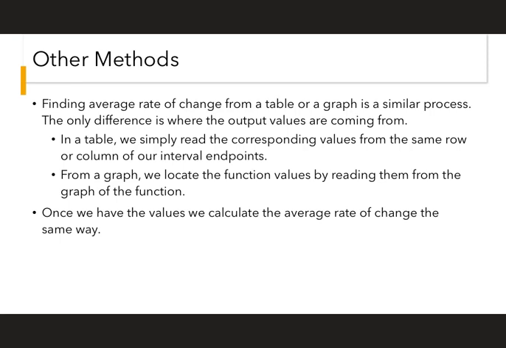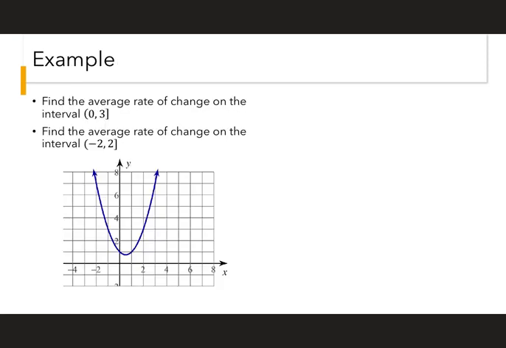And looking at a table, right? Take 2 rows, there's your x value, there's your y value. Taking a graph, read them off of your graph, there's your x value, there's your y value, and then go from there. Okay, so for an example, find the average rate of change on the interval from 0 to 3.